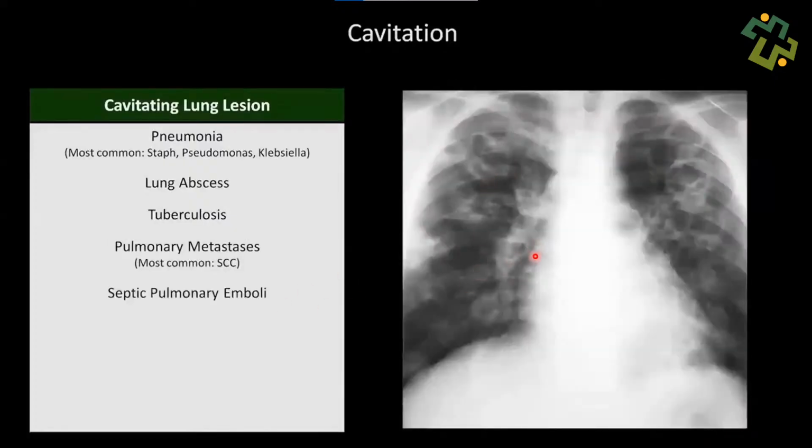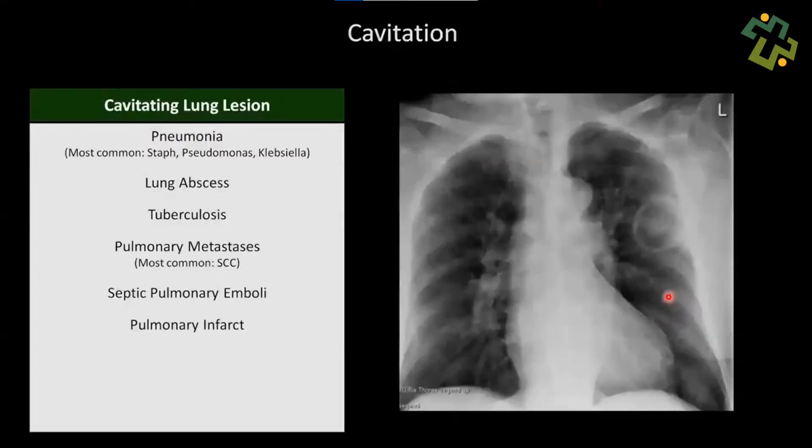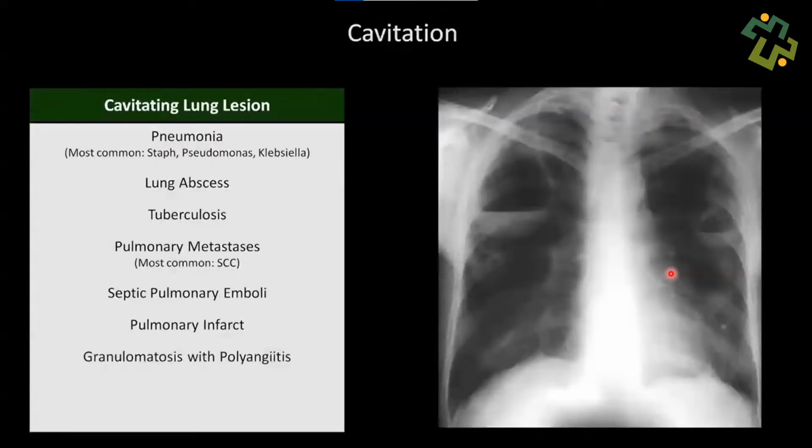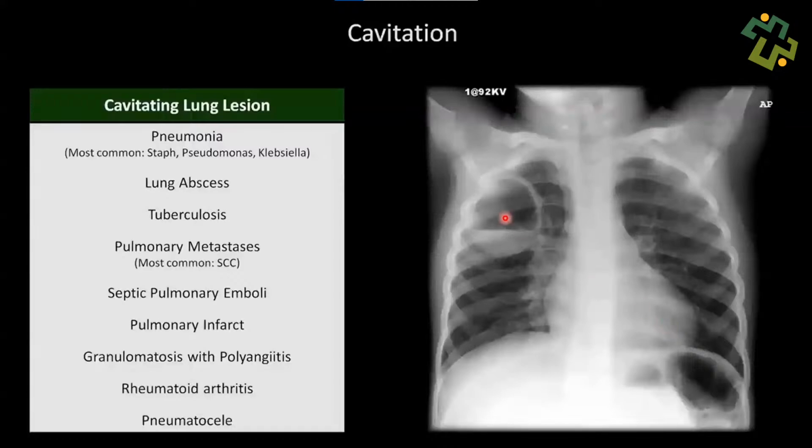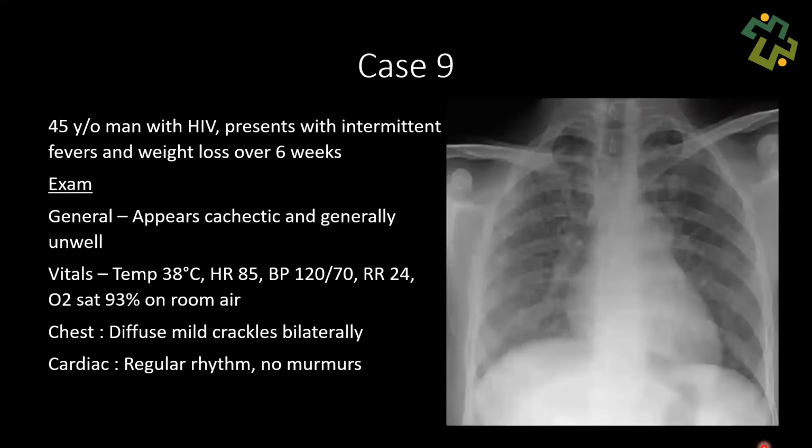This is an example of multiple septic pulmonary emboli in a patient who has right-sided infective endocarditis. This is pulmonary infarct. This is GPA, granulomatosis with polyangiitis, previously called Wegener's granulomatosis. This is an example of numerous rheumatoid nodules in the lung in a patient with seropositive rheumatoid arthritis. This is an example of pneumatocele. Okay, I'm just giving you guys examples of how we go through these pathologies.